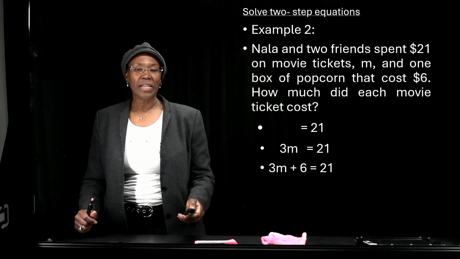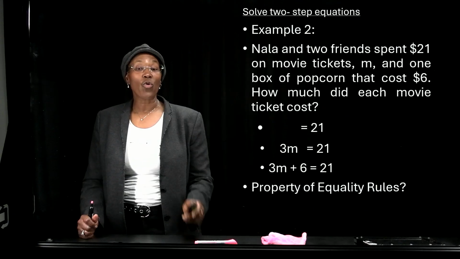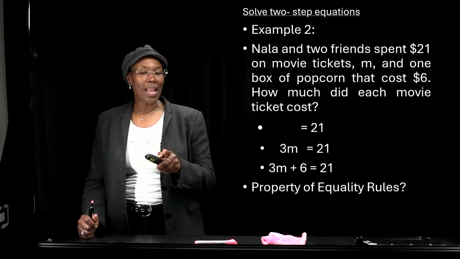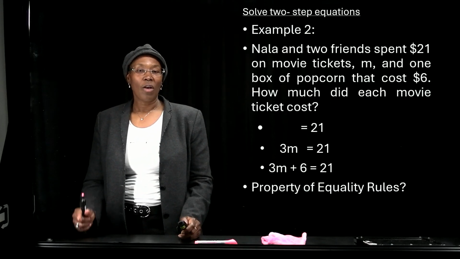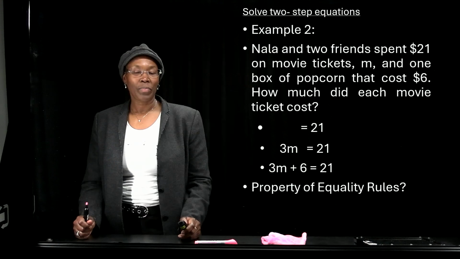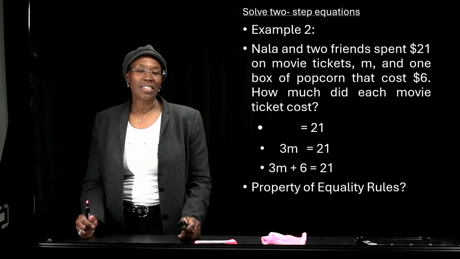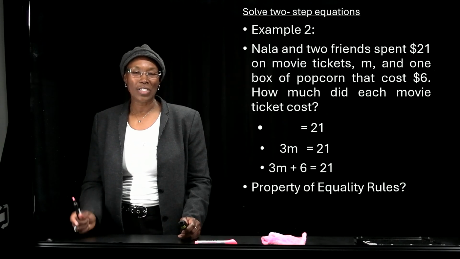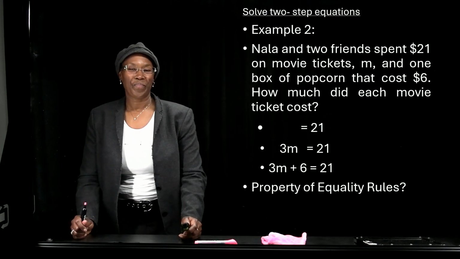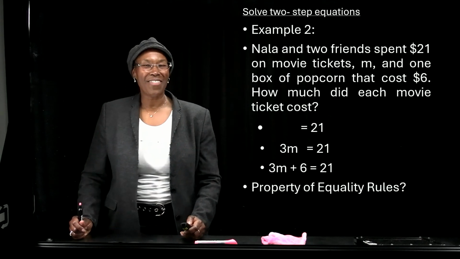Now, you guys are in teams, so discuss briefly with your team the property of equality rules that you're going to need to apply to this equation. Think about the first goal. First goal is isolate the term. Think of the second goal, isolate the variable. So I want you to look at this equation and talk together as a team to determine which operations you're going to need to use to solve this two-step equation. Okay, which team wants to give it a shot?